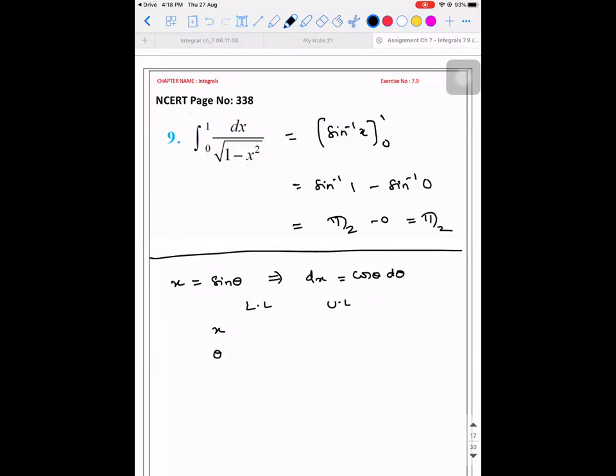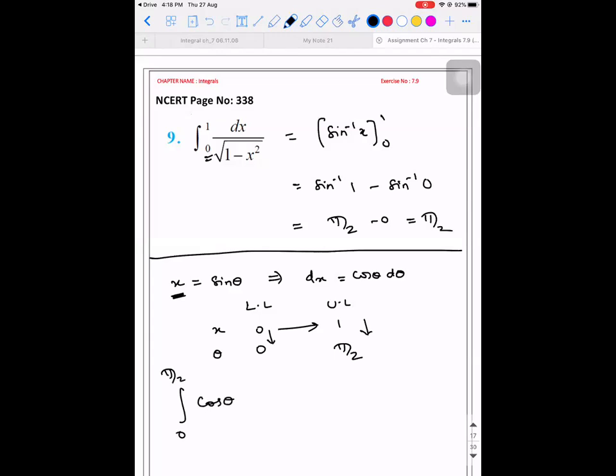So when x is 0, what will be the value of theta? You have to substitute it. Zero. It is 0. When x is equal to 1, theta is equal to pi by 2. So what should I change? Instead of 0, I need to write 0. Instead of 1, I need to write pi by 2. So 0 to pi by 2.